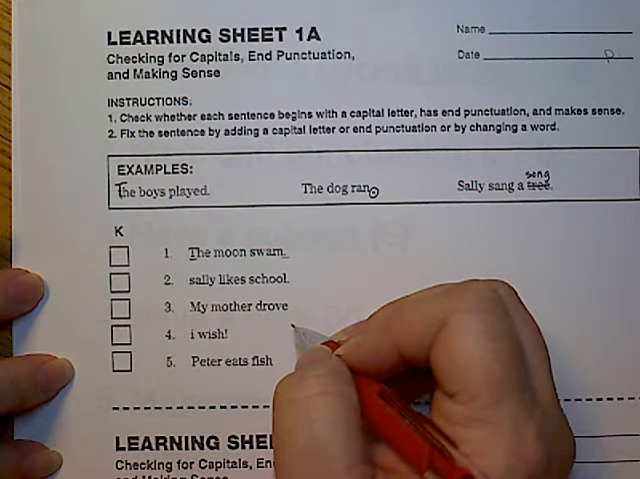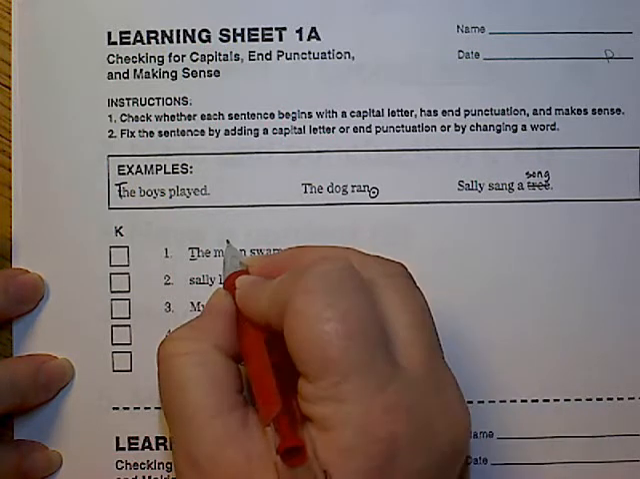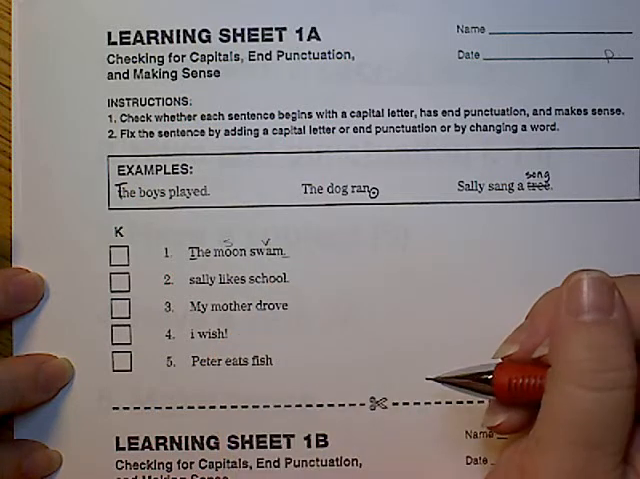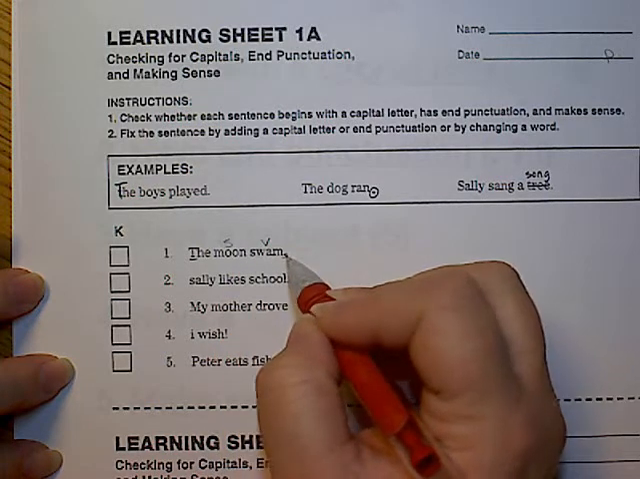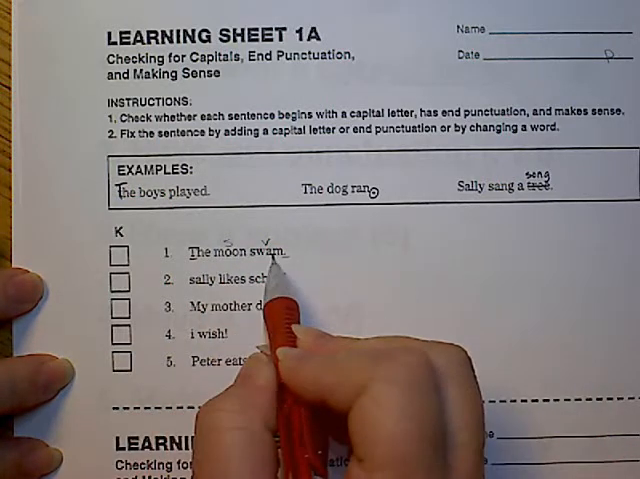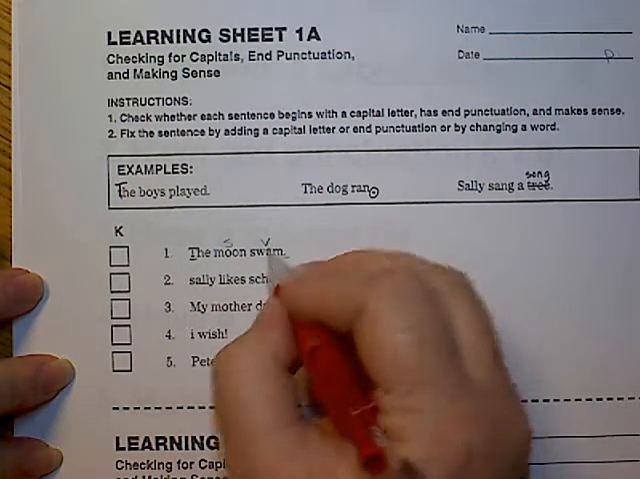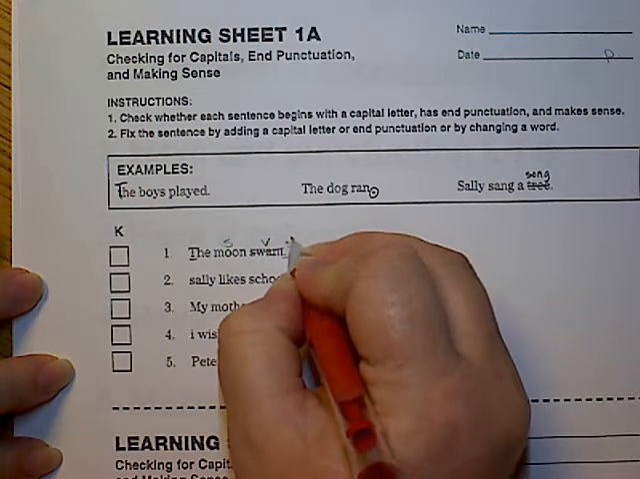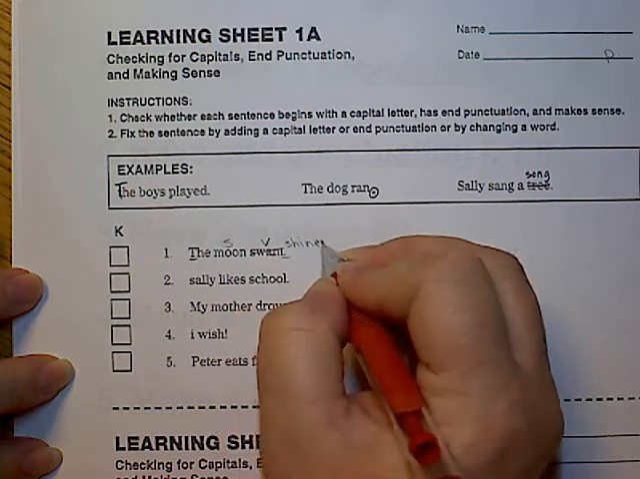So now I'm going to check, is there a subject? Yes, there is. Moon. Is there a verb? Yes. And swam is what the action did. Now let's see if it makes sense. The moon swam. A moon can't swim, so I'm going to mark this off, and I'm going to put shine right here.